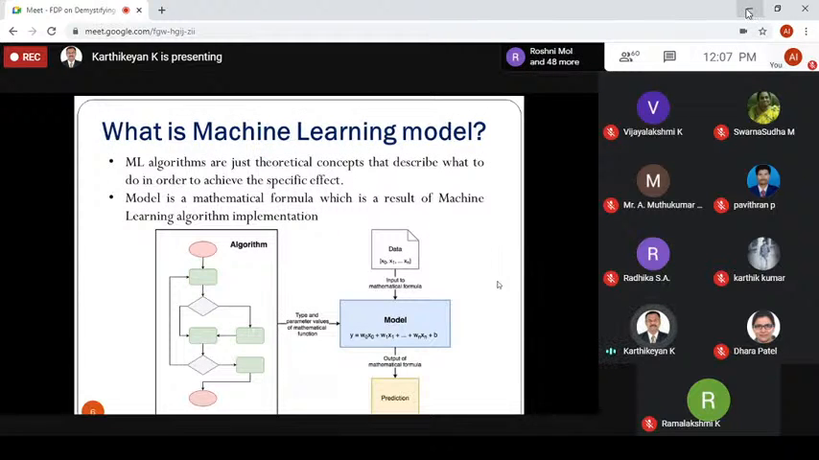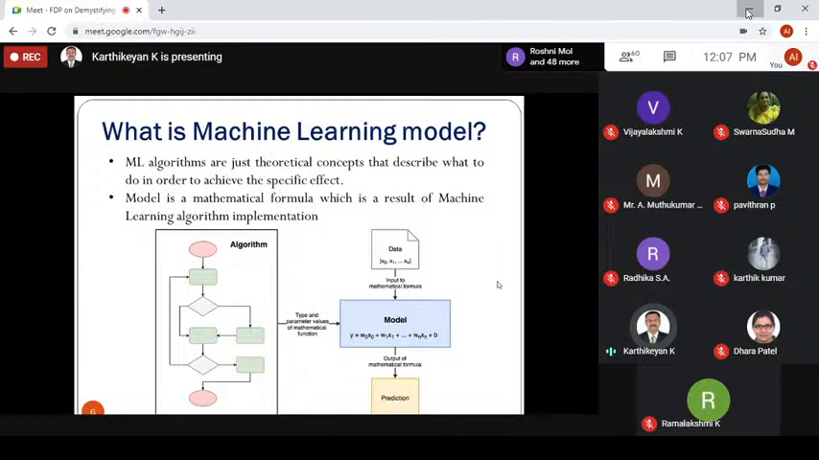Now there is one word called a model, the machine learning model. People get confused about whether the machine learning algorithm and the machine learning model are the same or different. My answer is different. Machine learning algorithms are just theoretical concepts which describe the task to be done to achieve a specific effect or outcome. Those theoretical concepts are called machine learning algorithms.